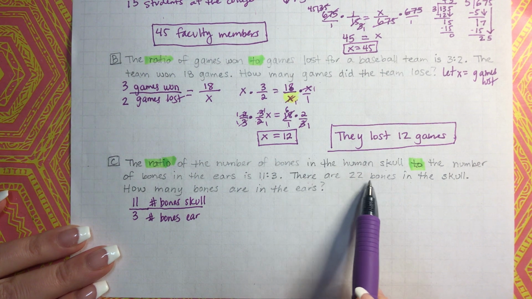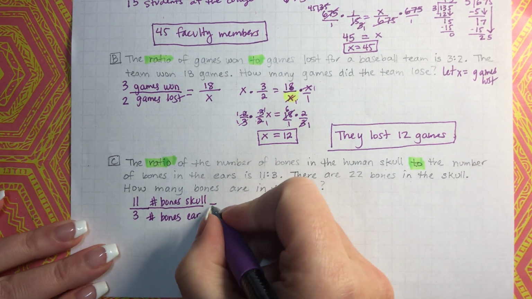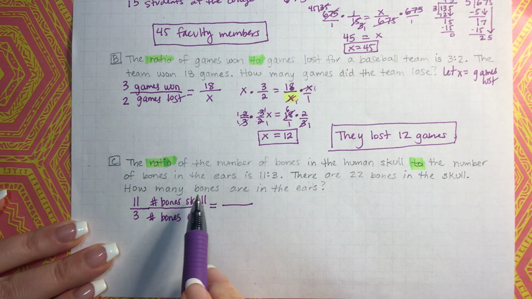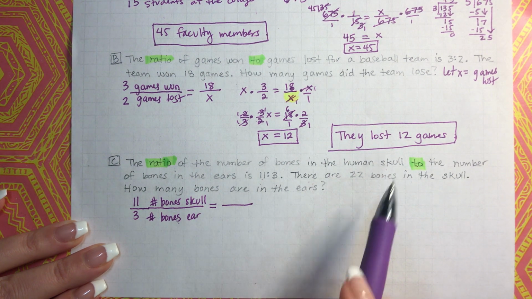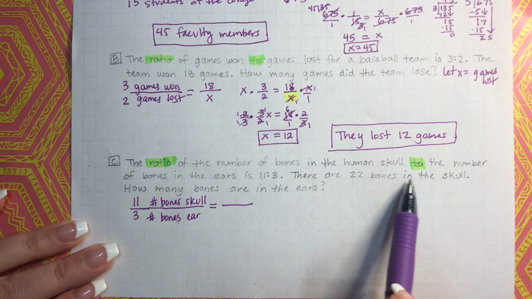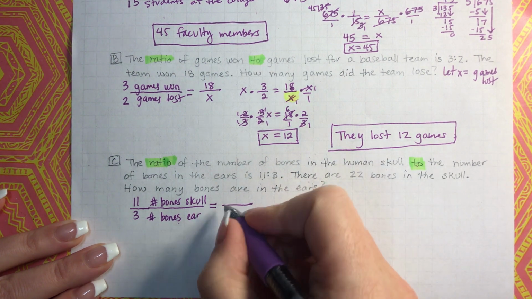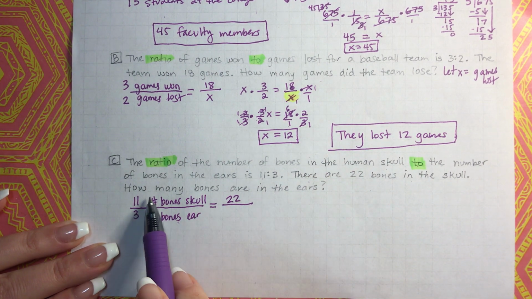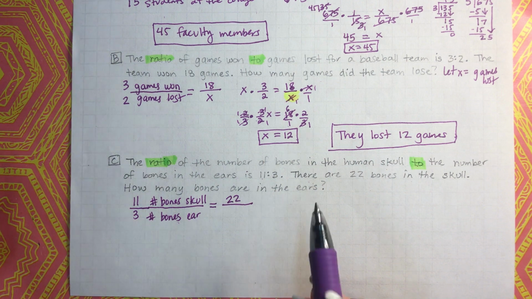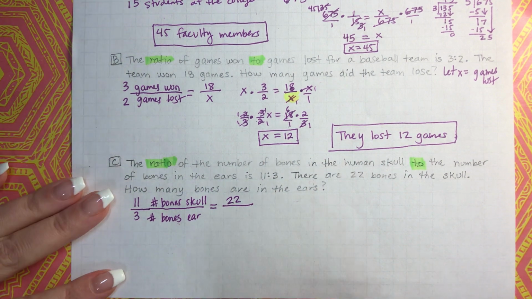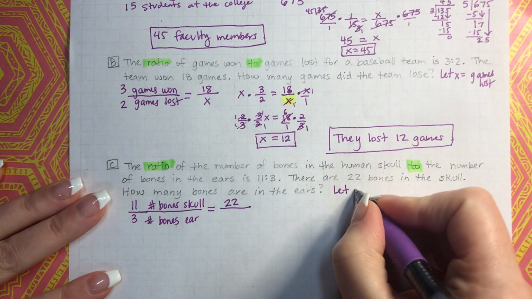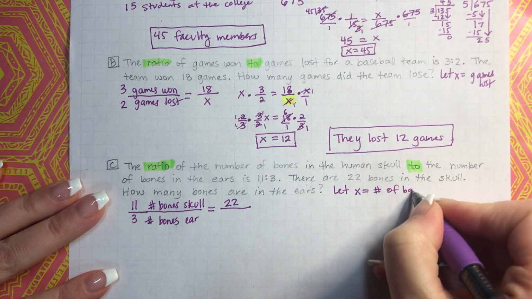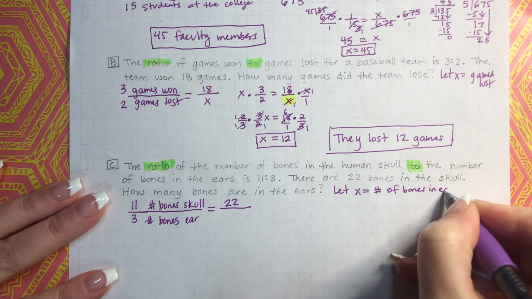Then it tells us that there's 22 bones in the skull. So this is going to equal, right? Bones in skull go on top, bones in ear go on the bottom. So what's this referring to? 22 bones in the skull. So that means it's going to go up here on the top because that's where they're talking about the skull bones. How many bones are there in the ears? Well, that's the part we don't know, right? So we're going to go ahead and let x equal number of bones in ears.